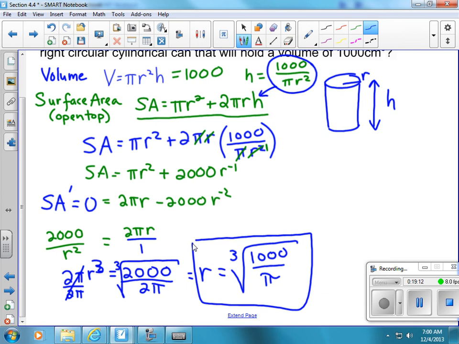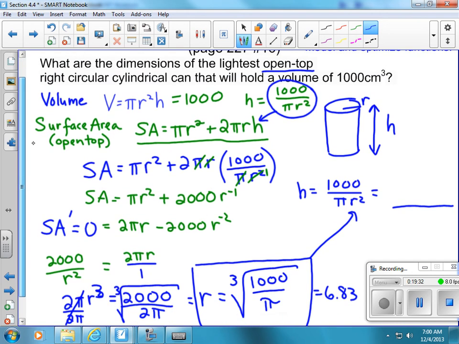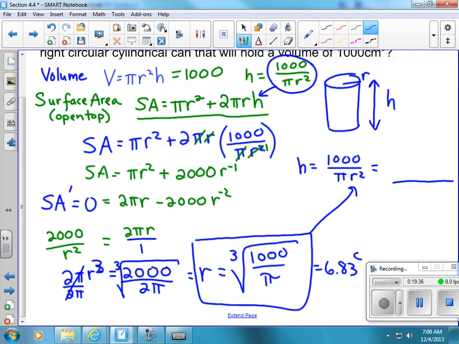Now you would need to go back to the h value and plug in r to get the actual h dimension, because what was asked is what's r and what's h. I think if you simplify this, you get 6.83. Did they give us any dimensions? Nah. Oh yeah, they did, centimeters. Okay, so that is your radius. You plug this r into this equation that we came up with here, and you will find out what h is too. All right, that is the end of our optimizing lesson.